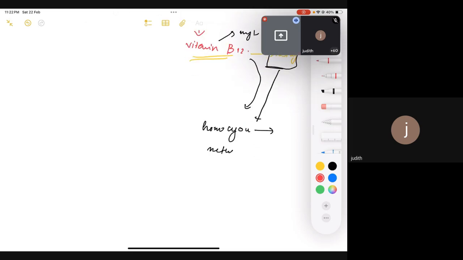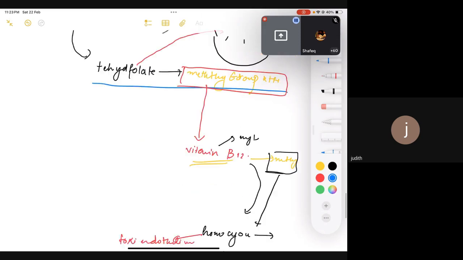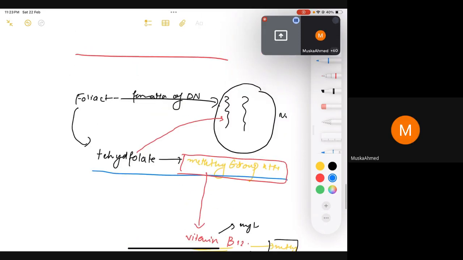But remember, homocysteine itself is toxic to your endothelium, right? So it's basically methionine, and methionine is not toxic. It does not lead to any toxicity of your blood vessels, right? So let me just repeat this pathway again.